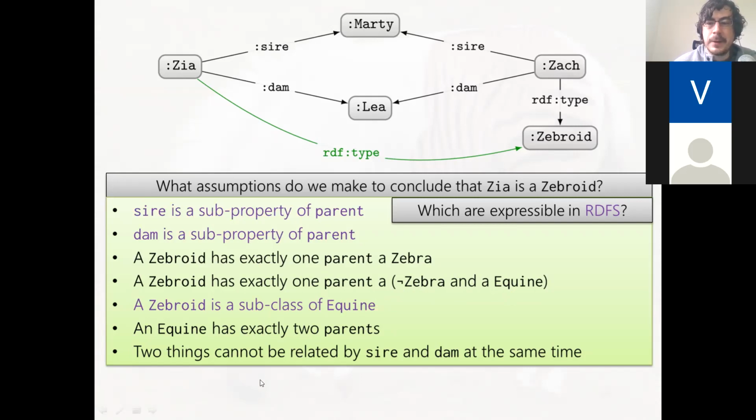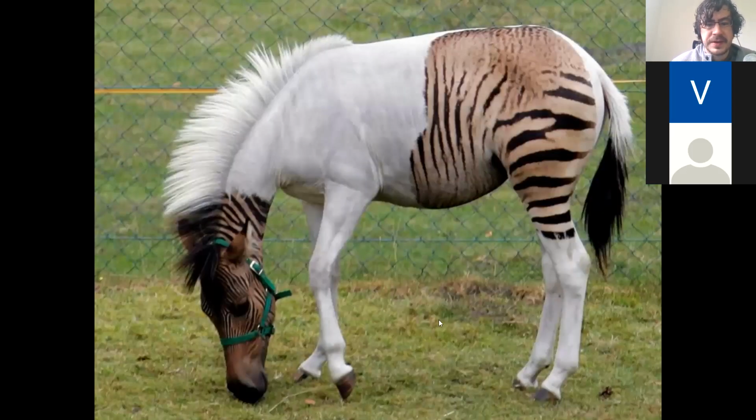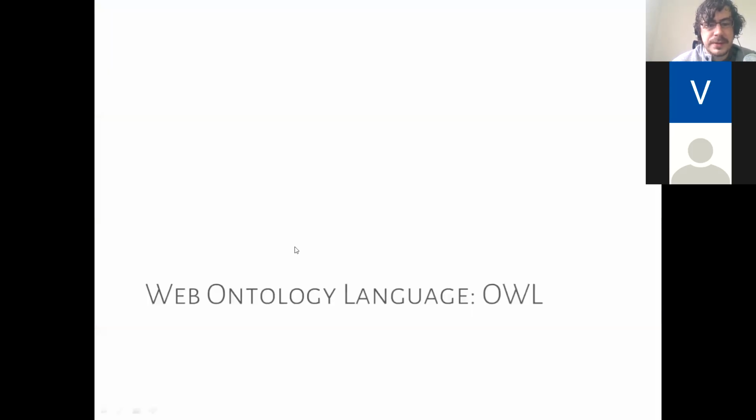The rest we can express in this extended standard that I'm going to speak about. So with OWL, we can say much more specific things. There are some aspects of OWL that are generally usable, but these more specific types of definitions are useful in specific domains. With this, we can start to reason about zebroids, but of course, that's not the only application. We can also reason about other complex forms of domain and about the world in general. So any questions?